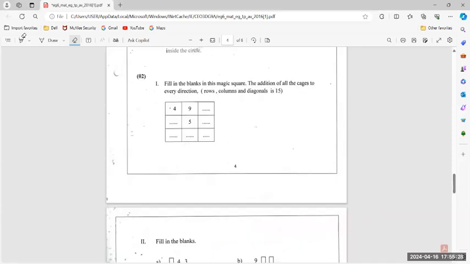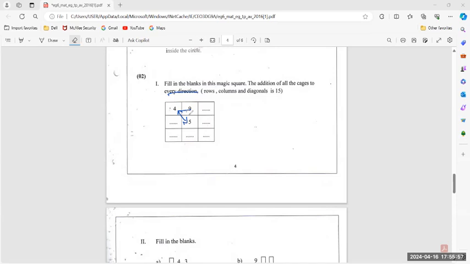Next one, fill in the blanks with the magic. In this magic square, the addition of all the cages in every direction. You have to write the addition. So 5 plus 4 is 9.